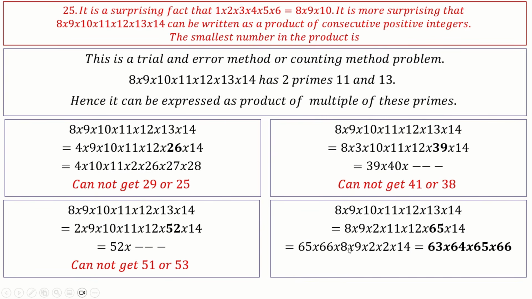So 8 into 8 is 64, which is 2, 2 and 2 from here. Now 9 into 7 remaining, 9 into 7 is 63. So this is nothing but 63 into 64 into 65 into 66. This is the simple trial and error method. So the question is the smallest number in the product, which is 63. That's the answer. This is definitely an easy question. Might take some time, but complexity wise it is easy. Next.